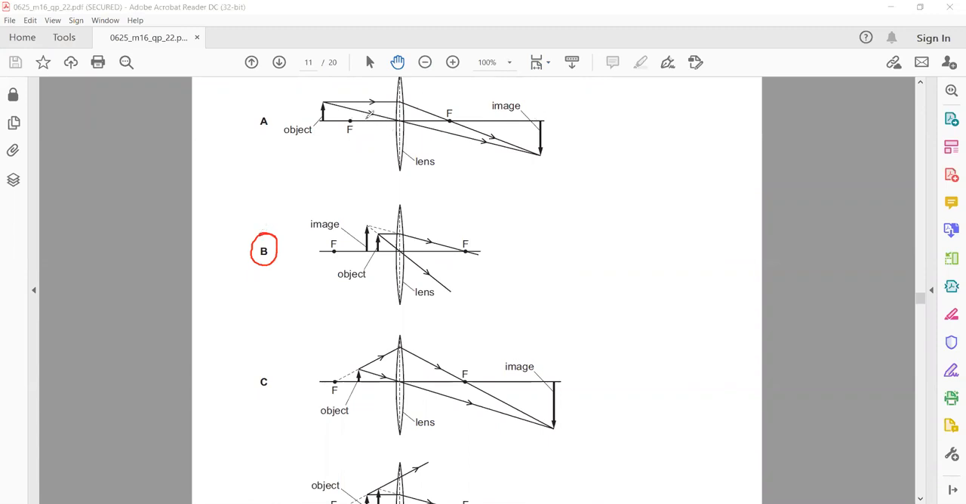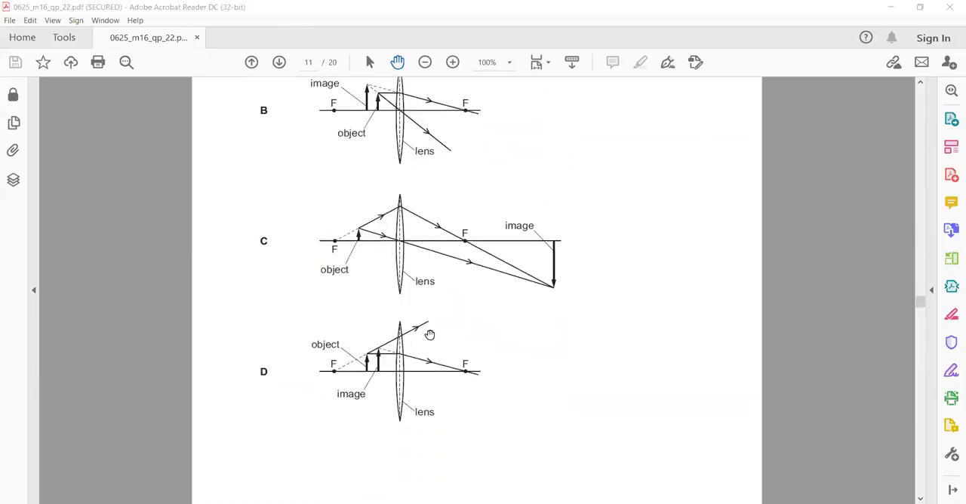This is a real image. A magnifying glass is not forming a real image, even though the image is larger here, but that is a real and inverted image. Even this one is totally wrong. Why is this one totally wrong? Because when the object is between the focus and the lens, the image formed should be a virtual image. So that's a totally wrong ray diagram.